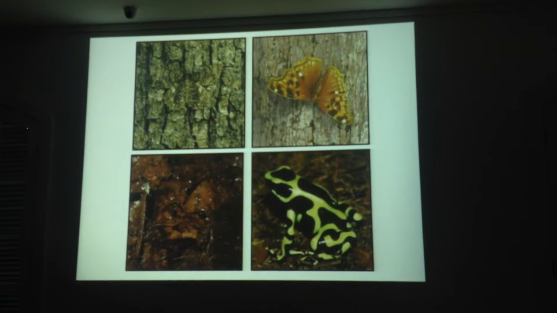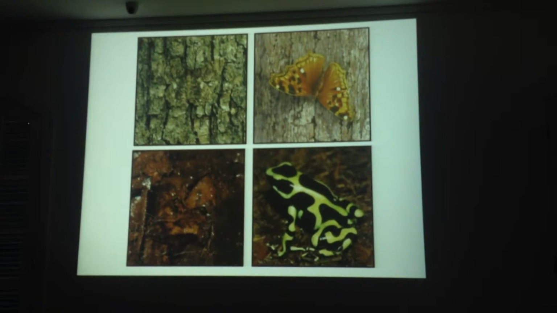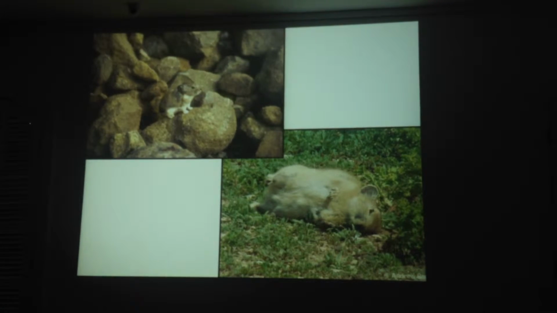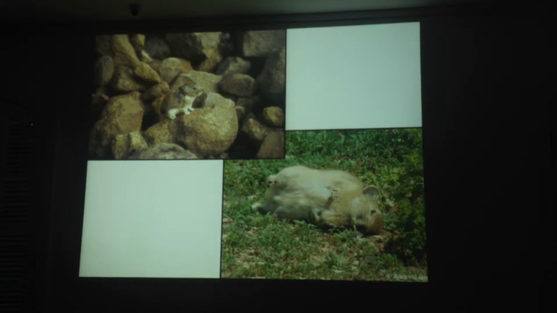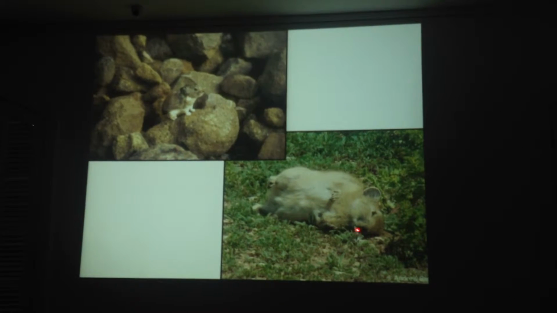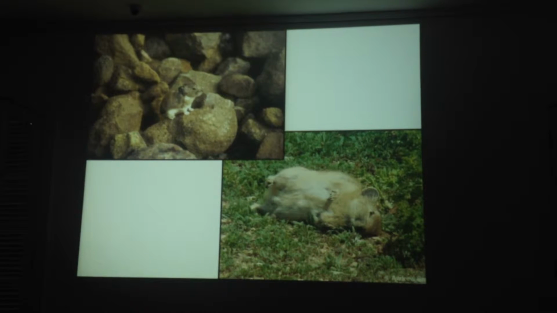And that's only the very surface level of the problem with imperfect detection. Because detection can itself depend on environment. So this cute little pika is super easy to see against a green background.